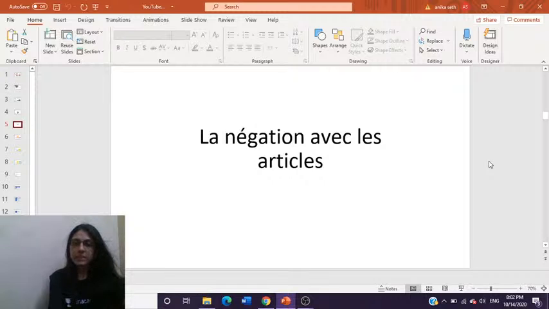La négation avec les articles means, for example, in a sentence there are different articles: les articles définis, les articles indéfinis, articles partitifs ou les articles contractés. So with each of these articles, what happens when the sentences are changed to the negative form?